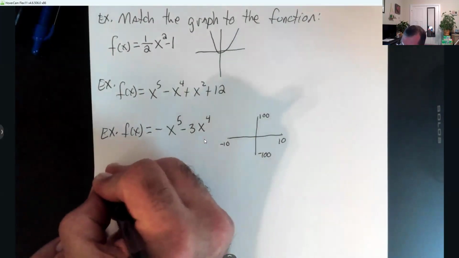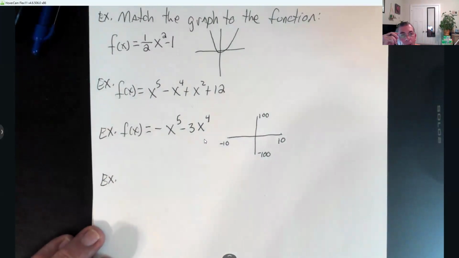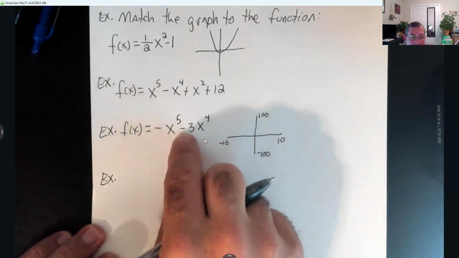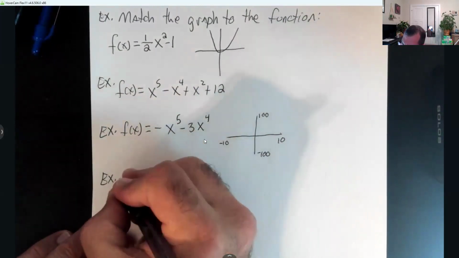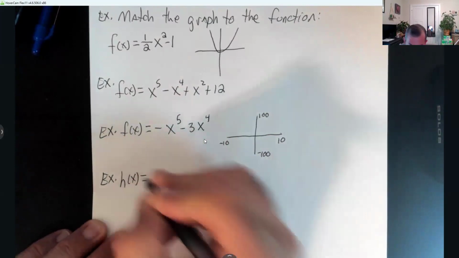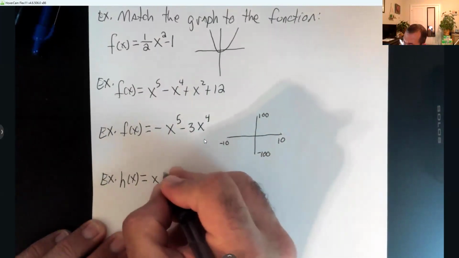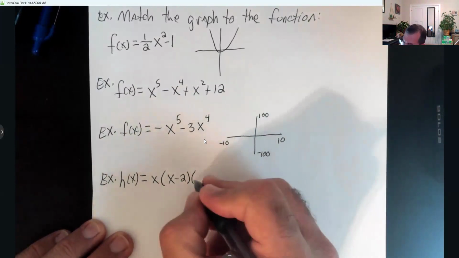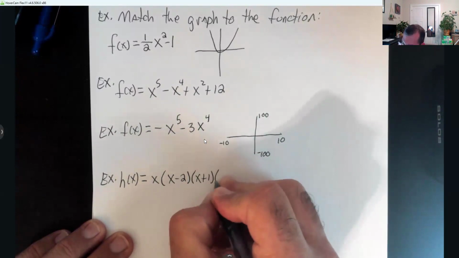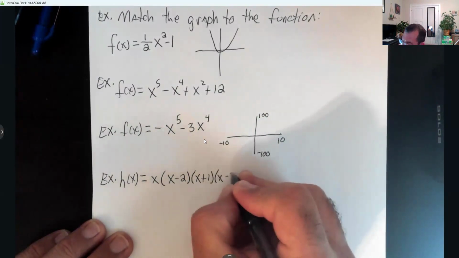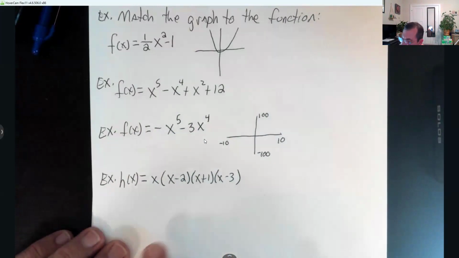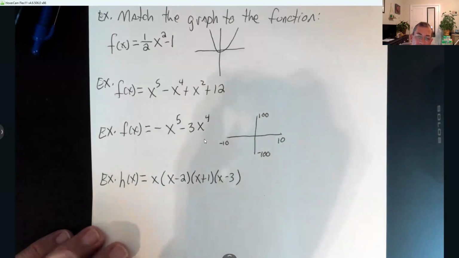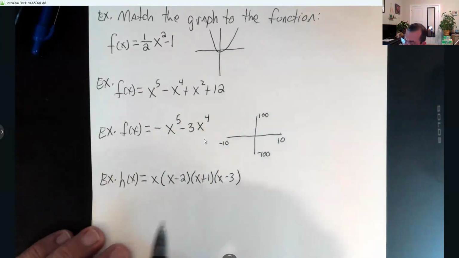So y'all want to do one more. Notice all these were polynomials they gave us. Watch this one. We got h of x equals x times x minus 2 times x plus 1 times x minus 3. Now this one's factored, so it's sort of harder to tell what's happening. But y'all, let me show you this.